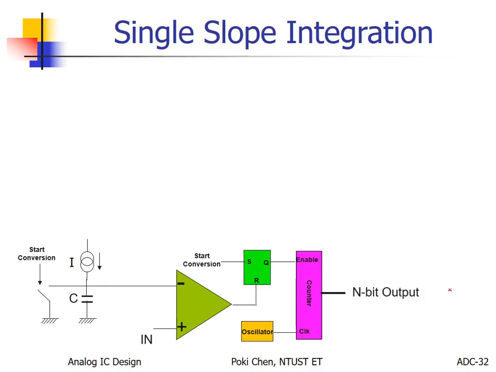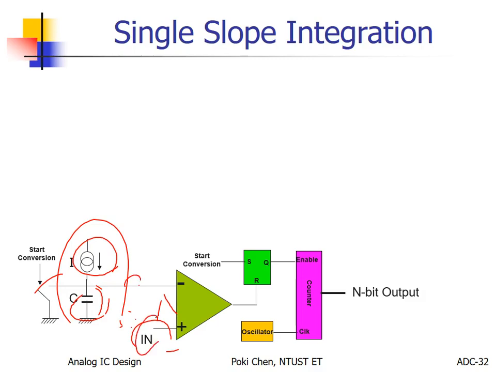Here we call it single slope integration. You can see before conversion you reset it to 0, right? And then open the switch. You can start the conversion. Then the current will be used to charge the capacitor. From the beginning I'm smaller than you, but after charging, after some time, the output here will be larger than V in. Then again, you send EOC and latch it, and so on.